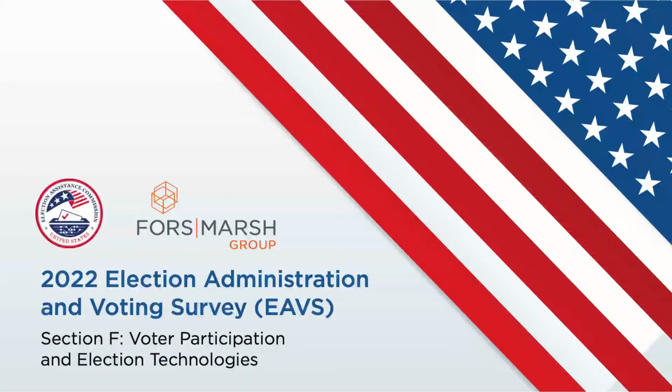This video will review Section F of the 2022 Election Administration and Voting Survey, or EAVS. The goal of this section is to understand voter participation in the 2022 general election and the use of election technology. You can find similar presentations for the other 5 sections of the survey on the EAVS portal and the Election Assistance Commission website. As you watch this video, you might want to follow along with the PDF version of the survey, which can be found on the Downloads page of the EAVS portal.